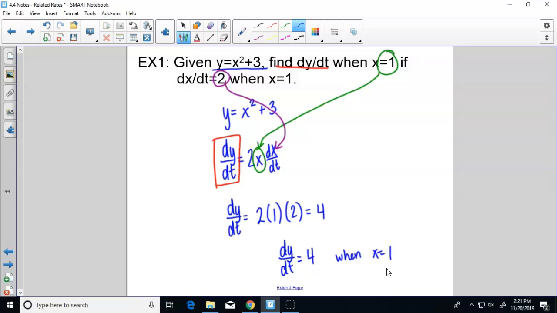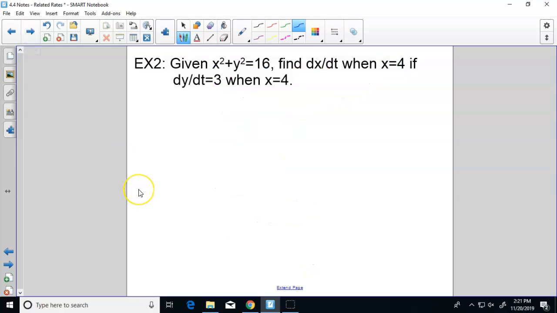So once we get into context, you're going to have to come up with your own equation. It'll be a little harder to figure out where to plug in the numbers, but the principle is the same. You're going to have an equation. You're going to take its derivative. You're going to plug in the information that's given to you to solve. So that's the idea. Let's look at the second one.